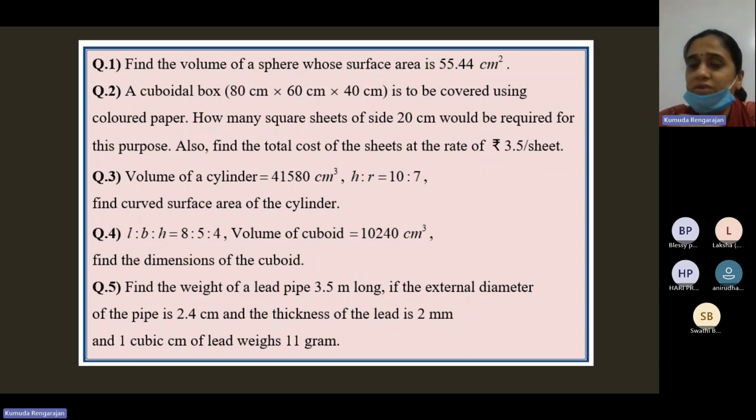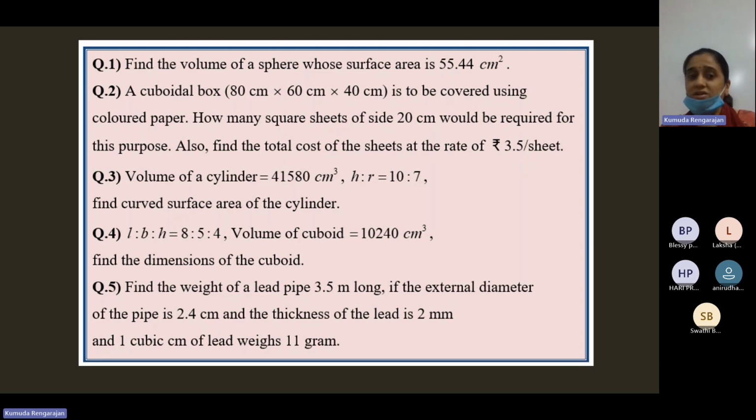So whenever we have to find a number, we have to find the number of square sheets needed. Number, to find a number, it's always volume by volume or area by area. So here it is area. Now you have to wrap the total surface area of the cuboidal box, so you have to find the total surface area for the cuboidal box.